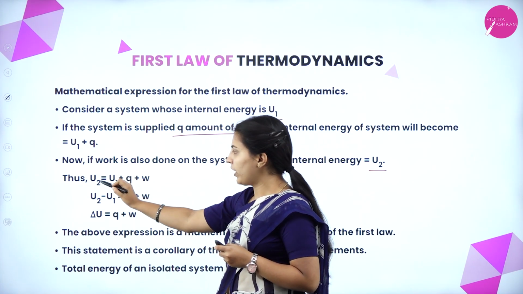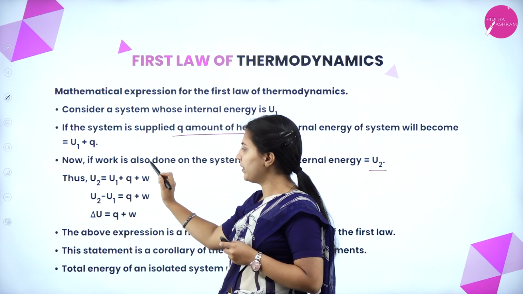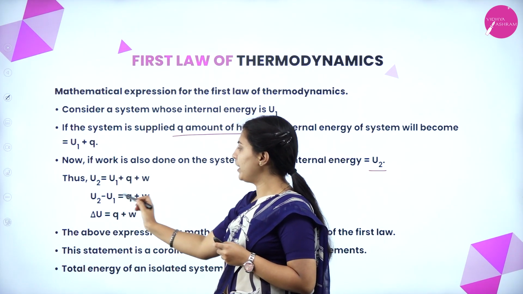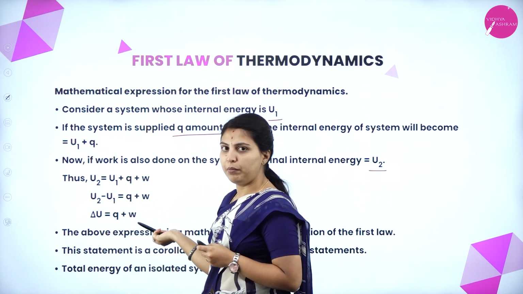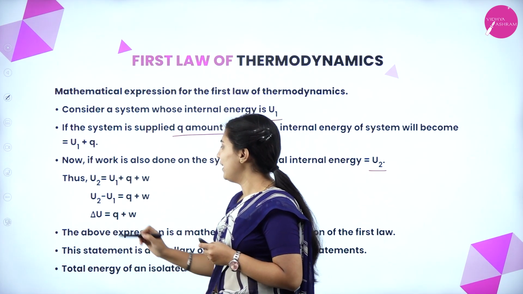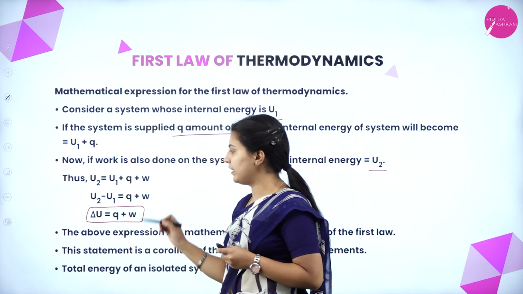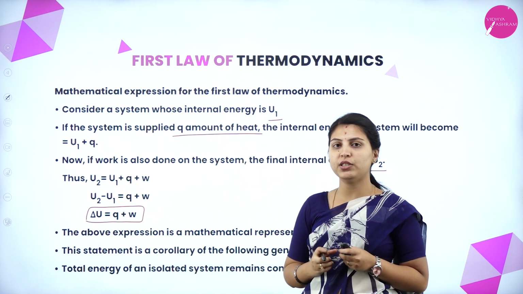This is the work done on the system. Then U2 equals U1 plus Q plus W, so U2 minus U1 equals Q plus W. Then delta U equals Q plus W, that is, the change in internal energy is equal to heat plus work done.